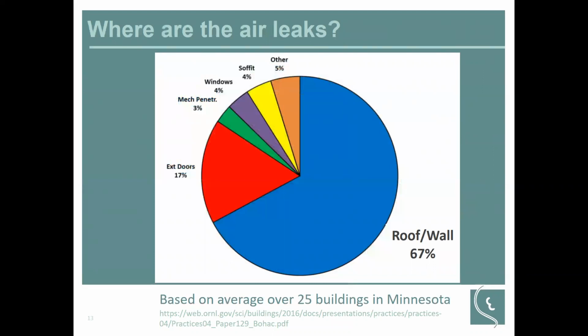You can see in the study that was done in Minnesota on 25 buildings that most of the air leakage was through roofs and walls, 67%, and then exterior doors. Exterior doors are often hard to seal, especially in commercial buildings, because the weather stripping gets compromised fairly quickly, especially in high traffic areas. But you can see there are also mechanical penetrations, windows, and other instances. We were just at a school last week where the aluminum window frames were butting up next to concrete columns, and you could see daylight between the window frame and the concrete. The caulk joint had failed. A typical leakage point.